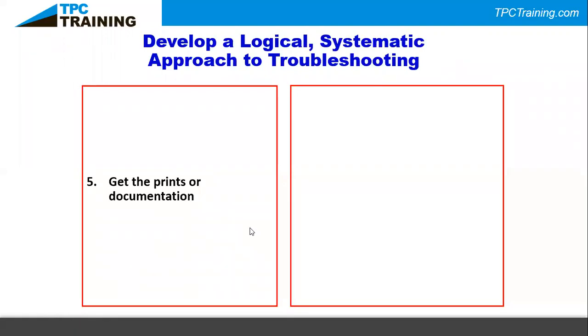The prints and the documentation. Good documentation, particularly the schematics, the wiring diagrams, the ladder diagrams for controls are so important when it comes to troubleshooting. In fact, in our coursework, we really talk about how the proper prints and proper documentation are one of two most important tools for any troubleshooter. The schematics are number one, and number two is that meter, that testing device.